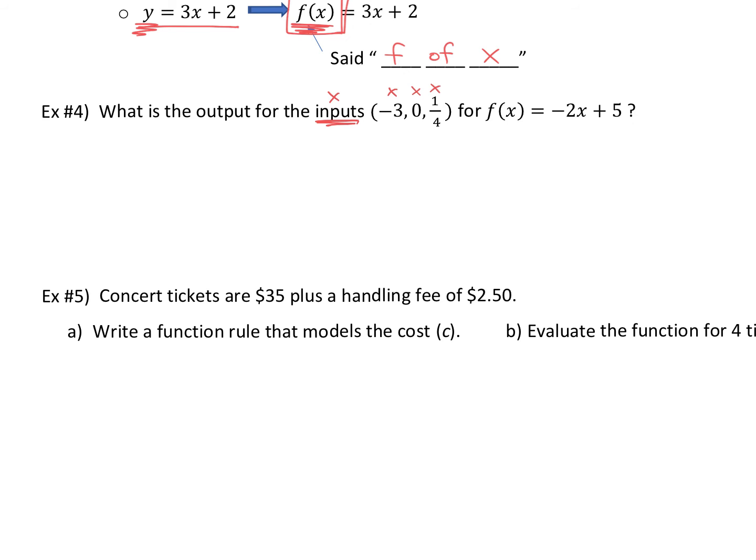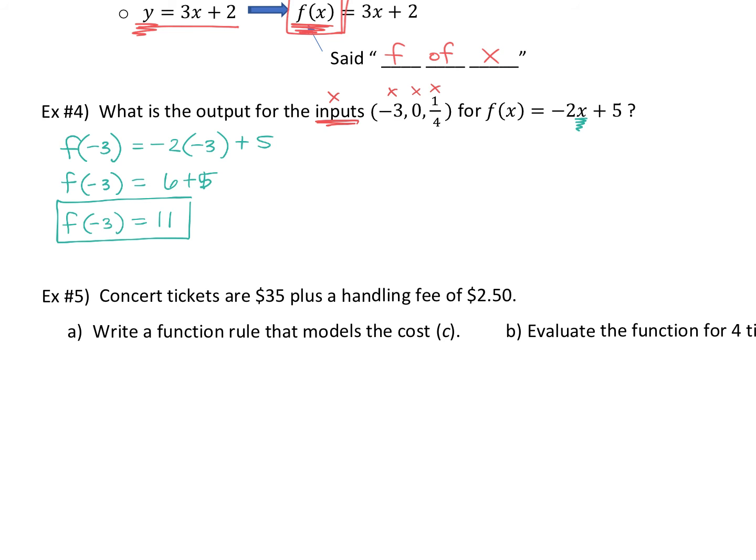So here's what we do. We say the function of -3 equals, and now we plug in a -3 for our X. So -2 times -3 plus 5. That means f of -3. So when I plug a -3 into the function, is 6 plus 5. So f of -3 is 11.